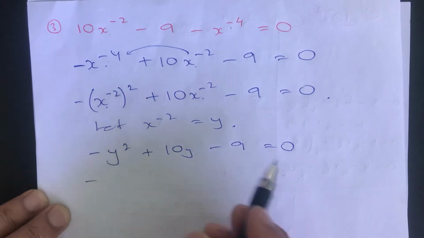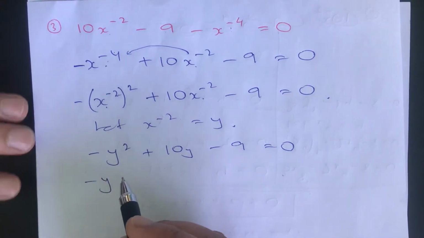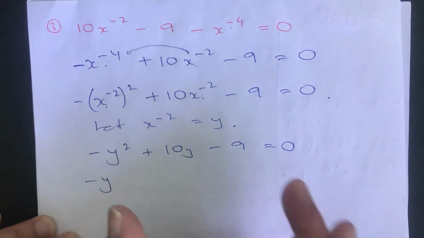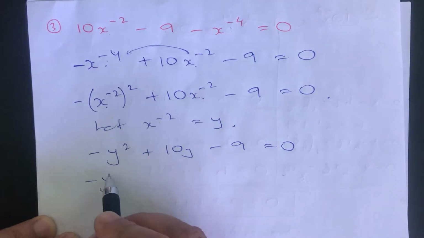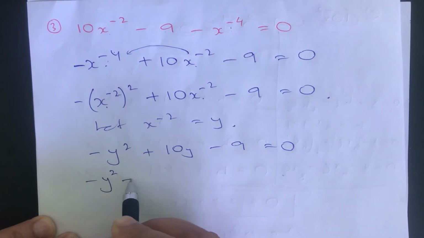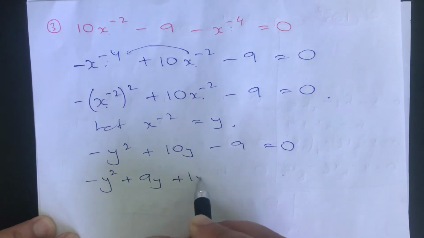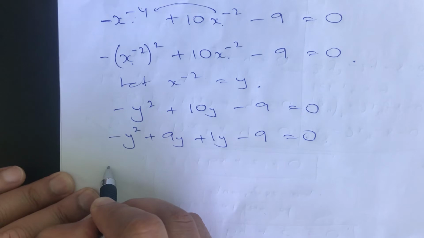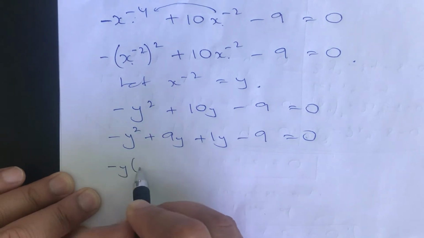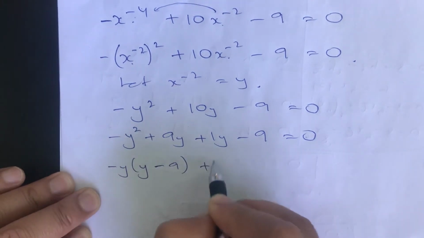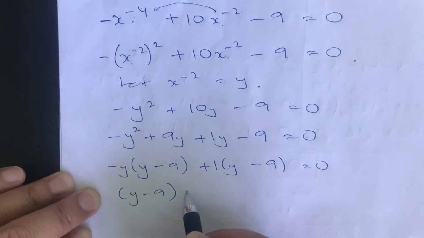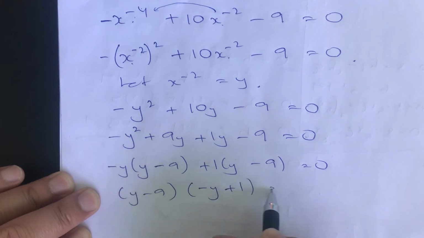The middle term factorization, I think you can do yourself, or if you want, you can use a calculator. On your calculator, you just have to switch to quadratic mode, and then you can easily get the factors. So you get minus y squared plus, let's say, 9y plus 1y minus 9 is equal to 0. And then minus y is common, so you get y minus 9 plus 1 is common. y minus 9 is equal to 0. So one answer is y minus 9 times minus y plus 1 is equal to 0.